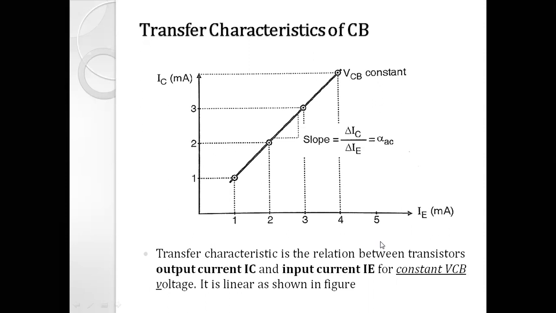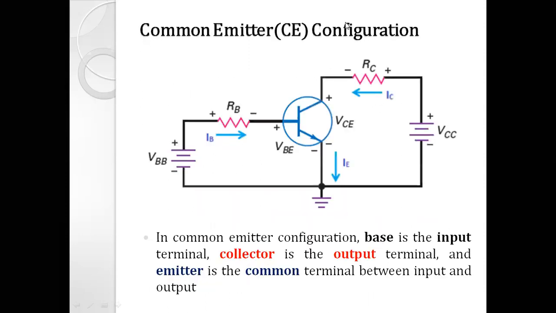Moving ahead, the next topic is the common emitter configuration. In the common emitter configuration, you can see that the emitter terminal is common between the input base terminal and the output collector terminal. Here RB and RC are the current limiting resistors for the base and the collector terminal respectively, right? The voltage between collector and emitter terminal is VCE, and the voltage between base and emitter terminal is VBE.